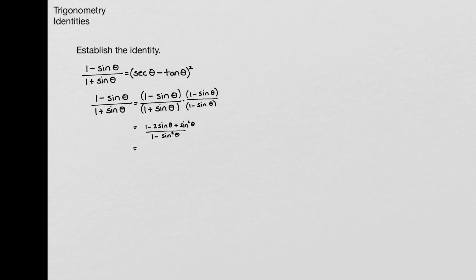So now on to the next step. And that's where I'm going to make 1 minus sine squared theta into cosine squared theta. So then I have 1 minus 2 sine theta plus sine squared theta all over cosine squared theta.